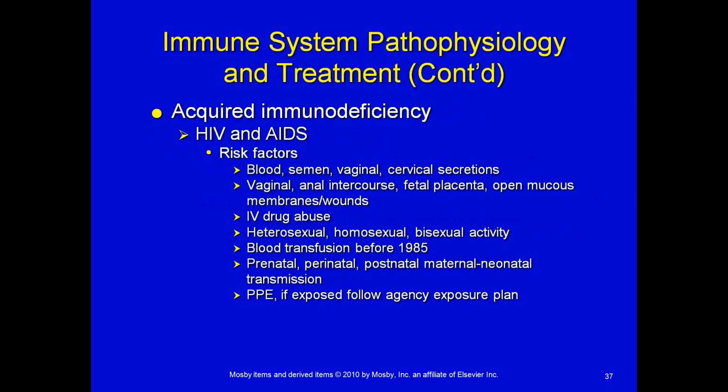Let's see risk factors associated with getting HIV and AIDS. Certainly blood, semen, vaginal, cervical secretions may harbor the virus. Vaginal, anal intercourse may increase your risk of exposure to the virus. The fetal placenta, open mucous membranes and wounds. If blood tainted with the HIV virus comes in contact with those open mucous membranes or wounds, there's a potential for infection. IV drug abusers, because they're sharing needles.